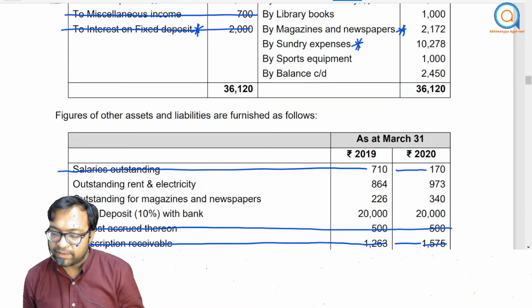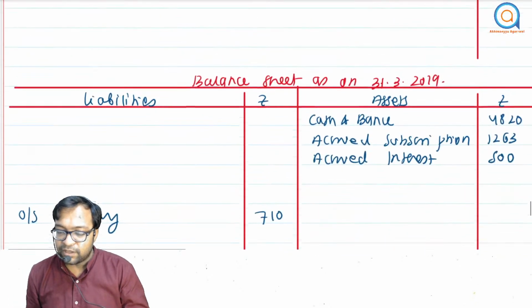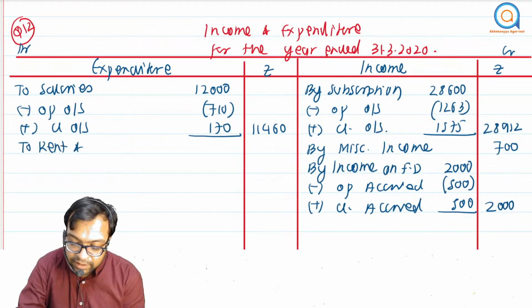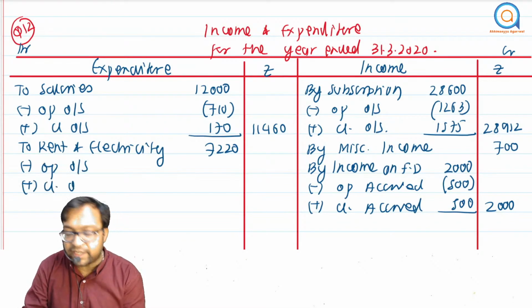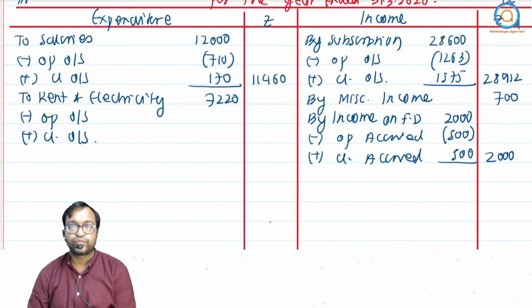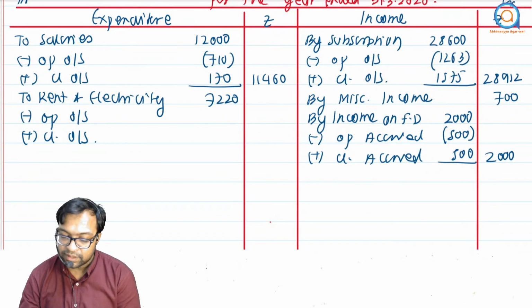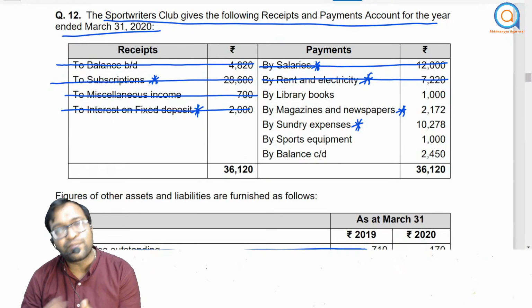Next one, sir. Let me come here. Rent and electricity 7220. There is an adjustment also. So I'll write for you to rent and electricity. In inner column write 7220. Now you know this, opening outstanding will be deducted and closing outstanding will be added. Have you already read the sum? I have given you time. Yes, sir. If you think you have not got enough time, the best option is you can pause this video also. You can read it and then move forward.